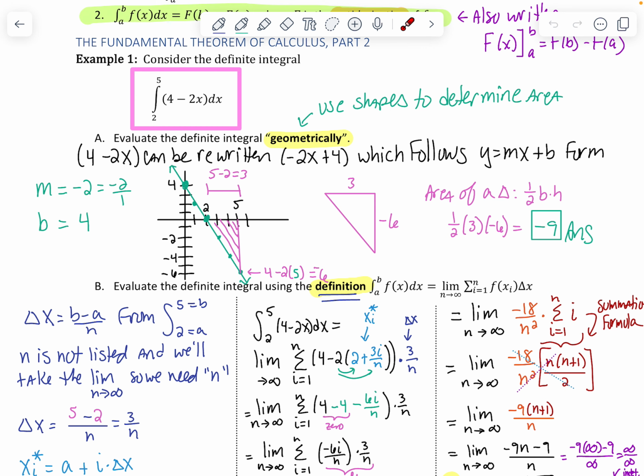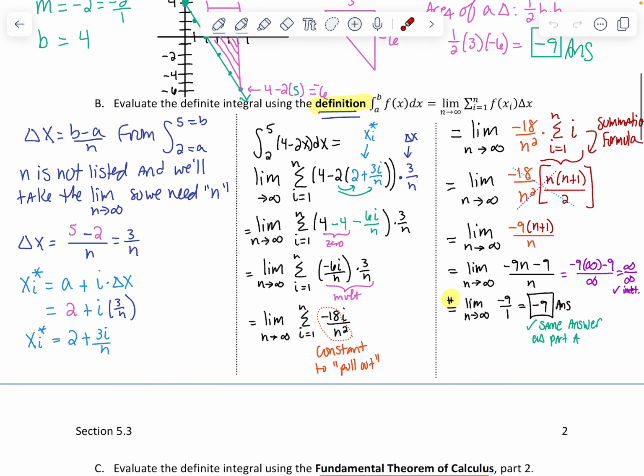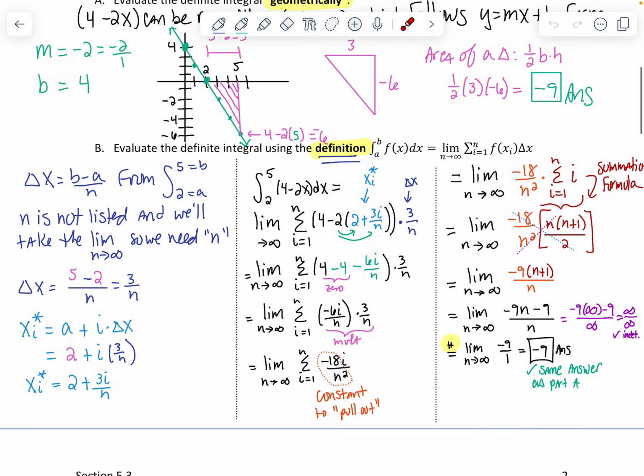I said we're going to solve it 3 ways. Here is the second way, where again, I'm going to get negative 9. The second way I'm solving it is to use the definition.